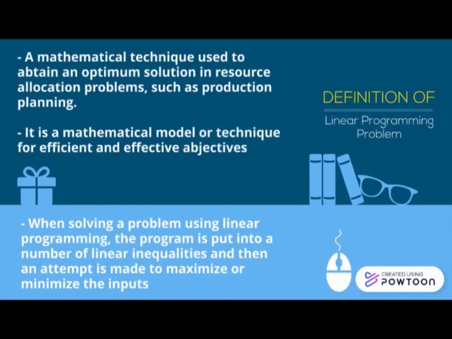Definition of linear programming problems. A mathematical technique used to obtain an optimum solution in resource allocation problems such as production planning. It is a mathematical model or technique for efficient and effective objective. When solving a problem using linear programming, the problem is put into a number of linear inequalities and then an attempt is made to maximize or minimize the objective.